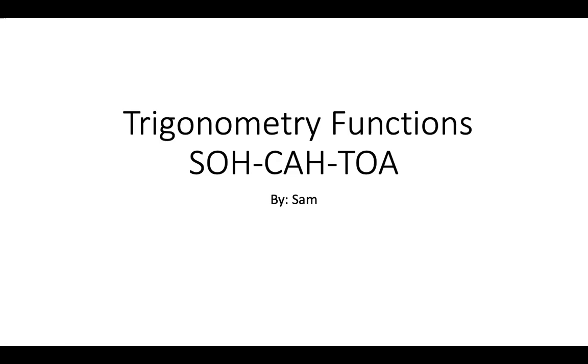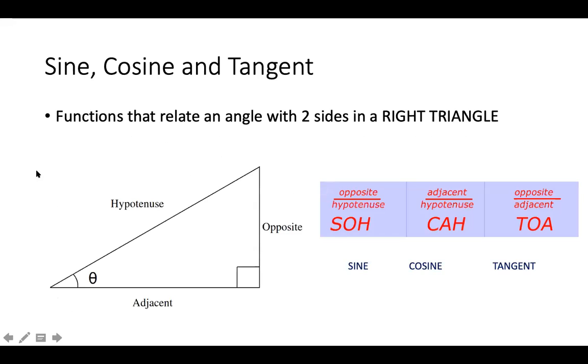So it's very important to know this mnemonic, remember it, because it's very, very helpful in solving questions dealing with right triangles. So let's get started. Sine, cosine, and tangent are functions in trigonometry that relate an angle with two sides, primarily in a right triangle. So as long as there's a 90-degree angle, it's a right triangle, and you can use these functions to figure out the sides in a right triangle.